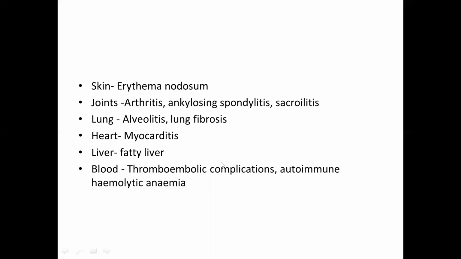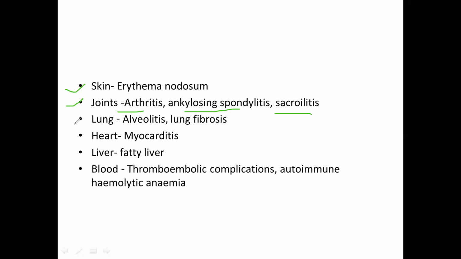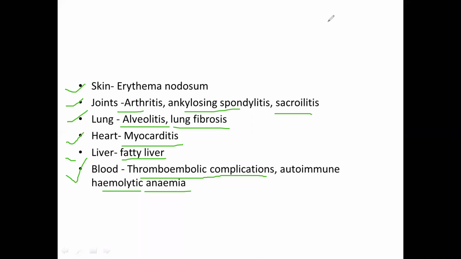So what are those extraintestinal manifestations in inflammatory bowel disease? On skin, you will get erythema nodosum. In joints, you will get arthritis, ankylosing spondylitis, and sacroiliitis. In lungs, you will get alveolitis, that is inflammation of alveoli, and lung fibrosis. On the heart, you will get myocarditis. In the liver, you will get fatty liver, and in blood you will get thromboembolic complications and autoimmune hemolytic anemia. So these are some extraintestinal manifestations which can be present in inflammatory bowel disease.